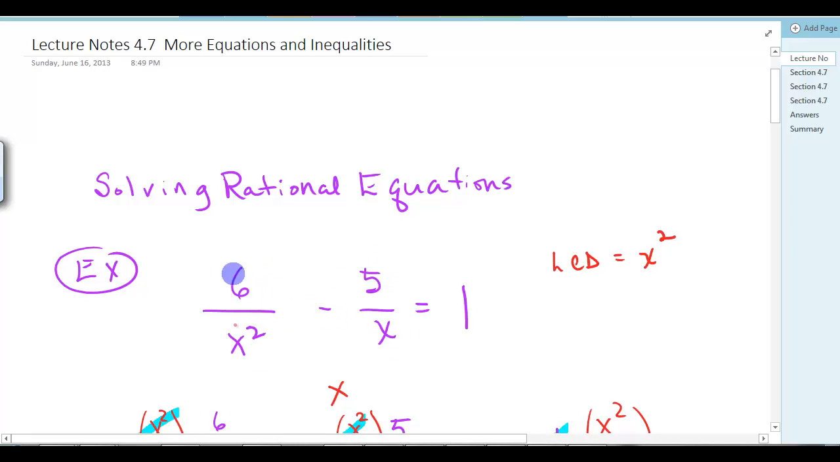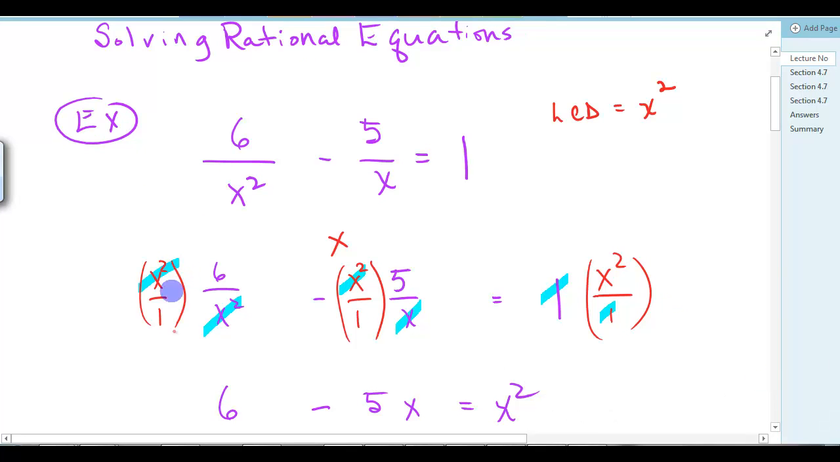Because we have rational expressions here, we need to find an LCD to get rid of them. X squared is the biggest thing that both of these things will go into. All right, and so x squared will be our LCD. So then we multiply every piece by x squared over 1, and then cancel out the things that do cancel out. X goes into x squared x times. The 1's cancel out, so we're left with x squared there.